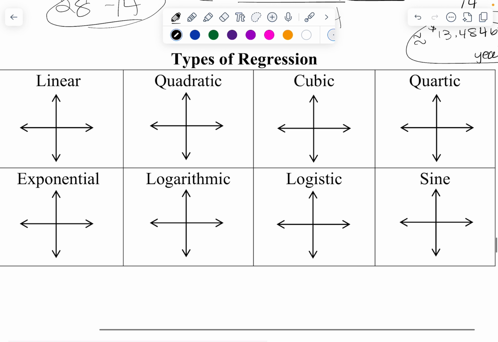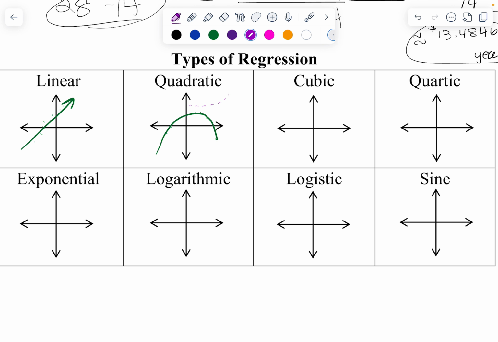Okay, so let's talk about types of regression. If you have information that looks kind of like this, it's approximately linear. If we see information that looks like this, it would be a quadratic, okay? And sometimes you'll only see a little bit, it doesn't mean that it's not quadratic because it can still look like this. Something that looks cubic means we have 3 different directions. Something that's quartic could look like this, 4 different directions.